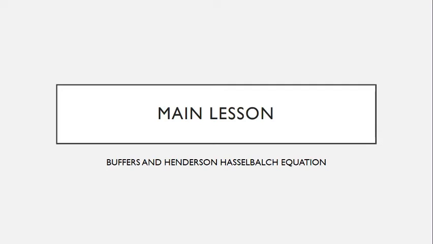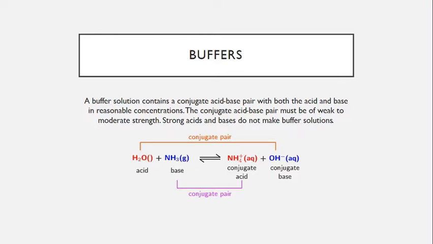And now, on to our main lesson, buffers and the Henderson-Hasselbalch equation. Now that we have some of the more relevant concepts down, let's begin. A buffer solution contains a conjugate acid-base pair with both the acid and base in reasonable concentrations. The conjugate acid-base pair must be of weak to moderate strength. Strong acids and strong bases do not make buffer solutions.